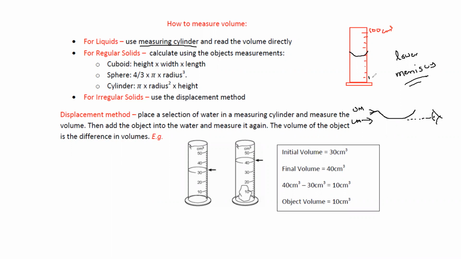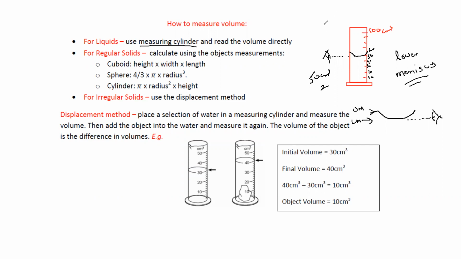For example, if these are the numbers, 10, 20, 30, 40, 50 and 60, what is the volume of the water here, when we read the lower or bottom meniscus? It is 50 cm cube. So we simply add the liquid into a measuring cylinder and read the volume. And when we are reading the volume, we have to avoid a parallax error.